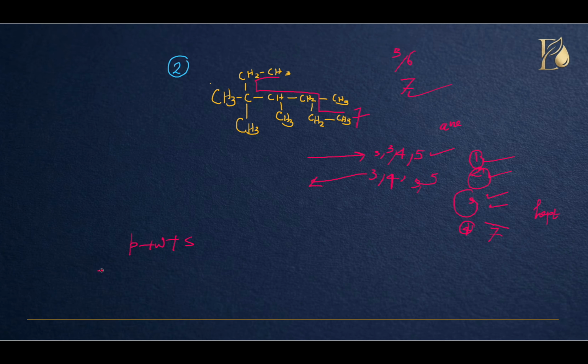So we can write 3, 4, 5, tetra. There are 4 substituents. So tetra. You have to know this. We had discussed earlier also. If there are 2 same substituents, then we can use di. For 3 same substituents, we can use tri. If there are 4 substituents, then we can use tetra. Now here the name will be 3,3,4,5-tetramethyl.